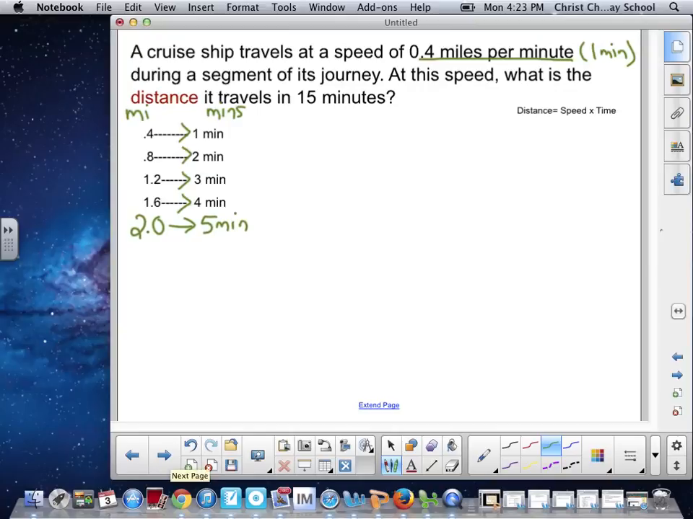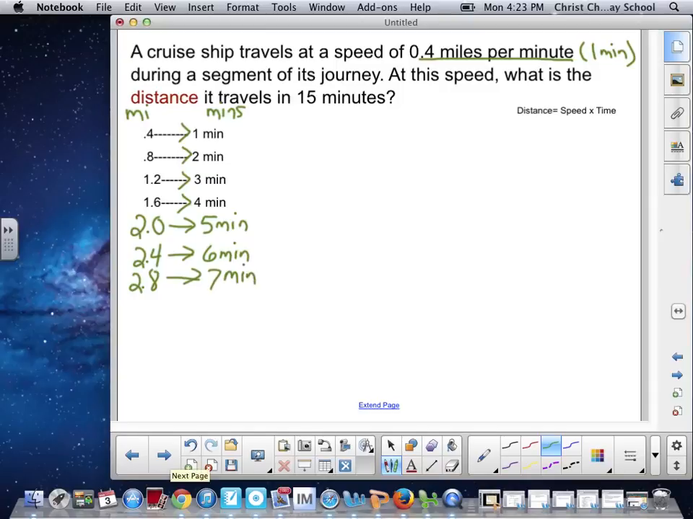I'll do a couple of these just so we can keep going, just to give you the pattern. I'm going to add another 0.4 to 2.0, and I'm going to get 2.4 miles, and that will take 6 minutes. And if you're seeing the pattern, I'm going to add another 0.4 to 2.4, and I'm going to get 2.8, and that will take 7 minutes.